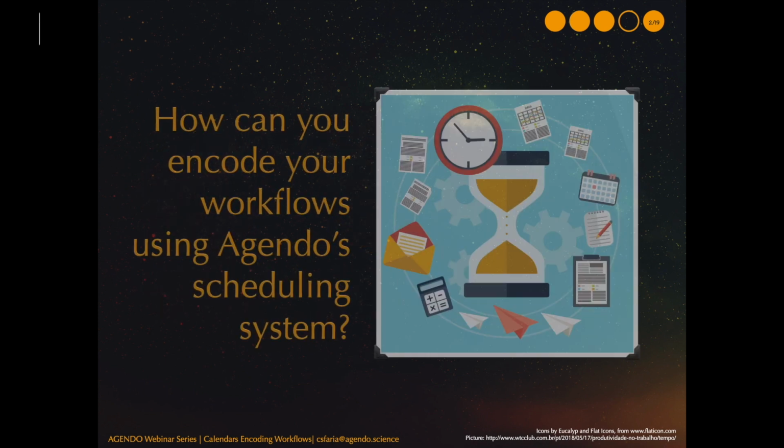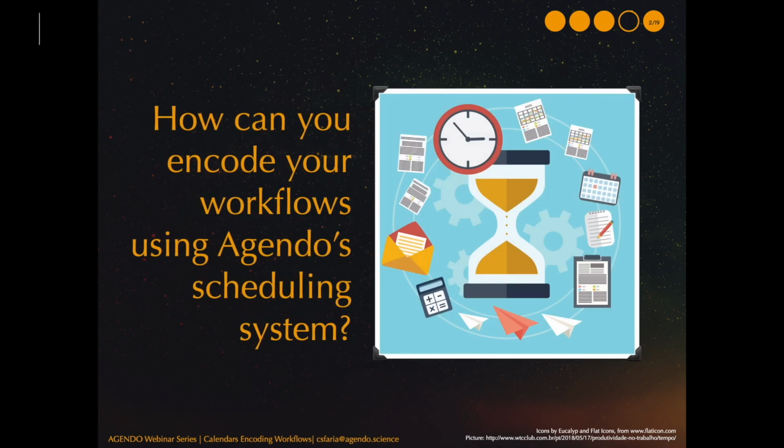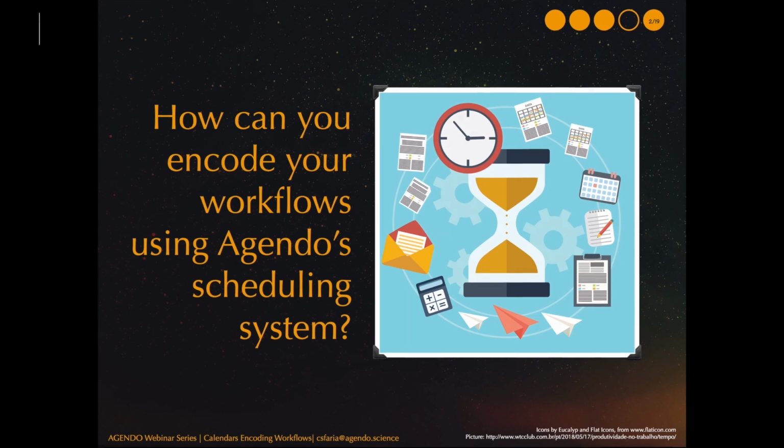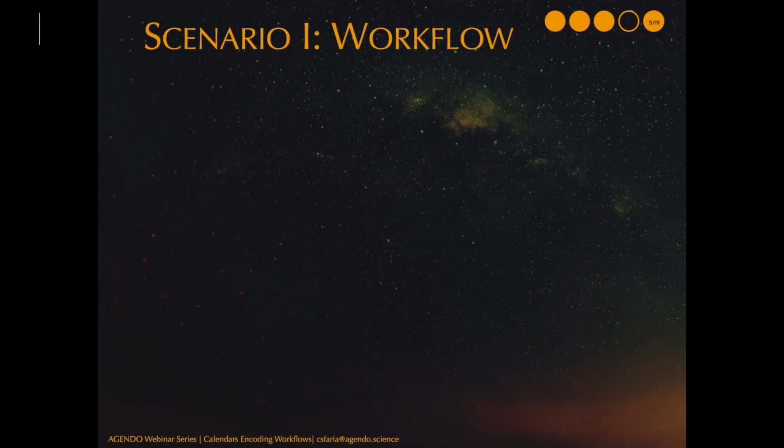So, how can you encode your workflows using Agendo scheduling system? Let's begin by assuming the following scenario. At the flow cytometry and histopathology facilities, I have 5 calendars: a cell culture hood, Faxaria and MoFlow sorters, an LSR Fortessa flow cytometer, and a microtome.